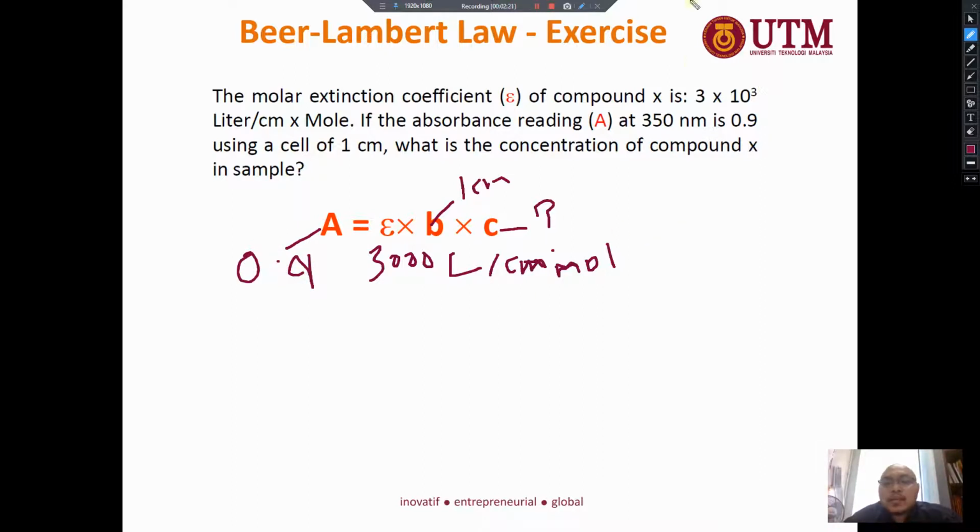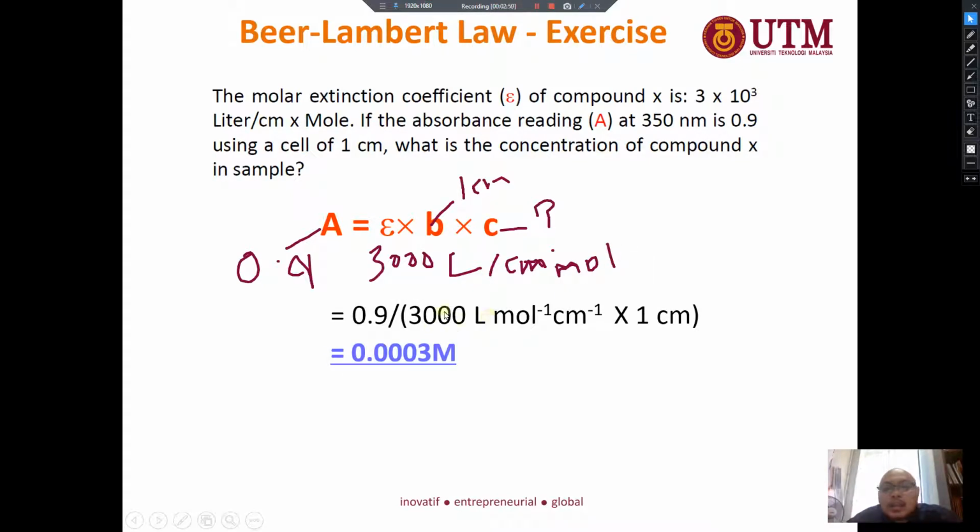So you have the information already, so you just rearrange the formula to find the concentration. The concentration is equal to the absorbance divided by the molar absorptivity multiplied by the path length. Let's look at the answer: 0.9 divided by 3000 multiplied by 1 cm, so you get 0.0003 molar. Okay, this is how you apply the Lambert's law formula.